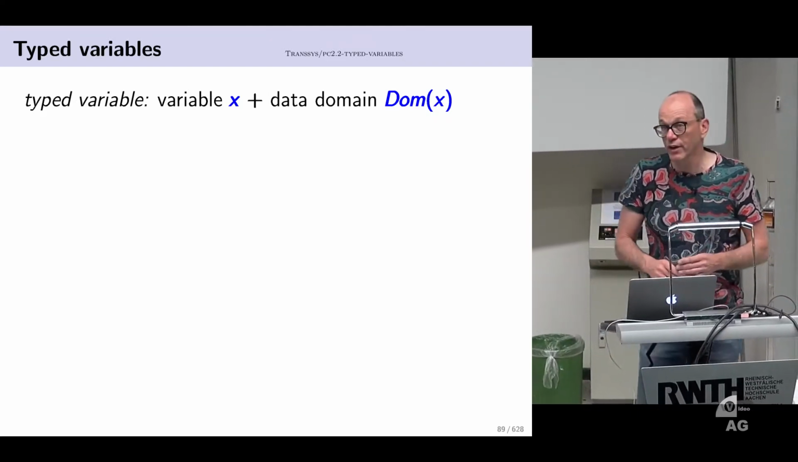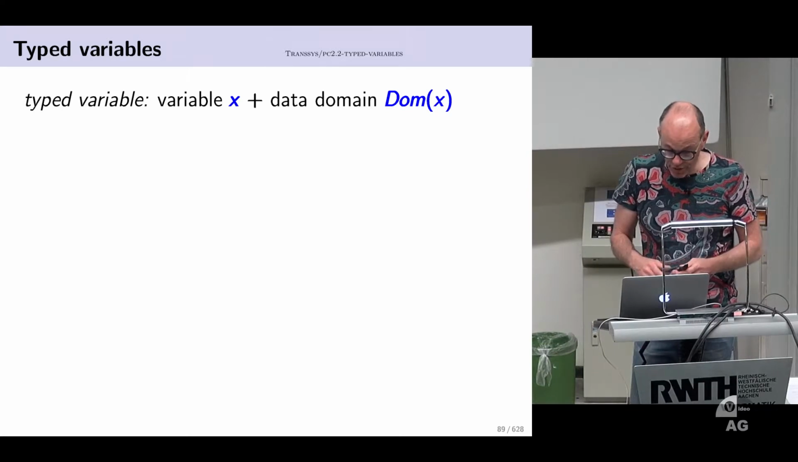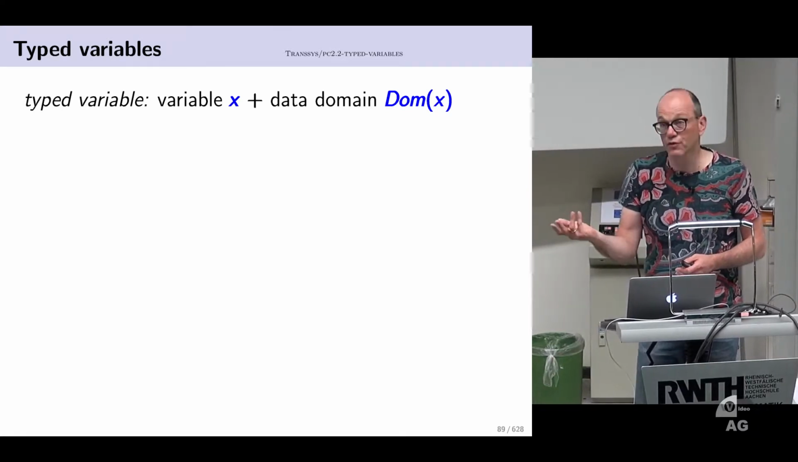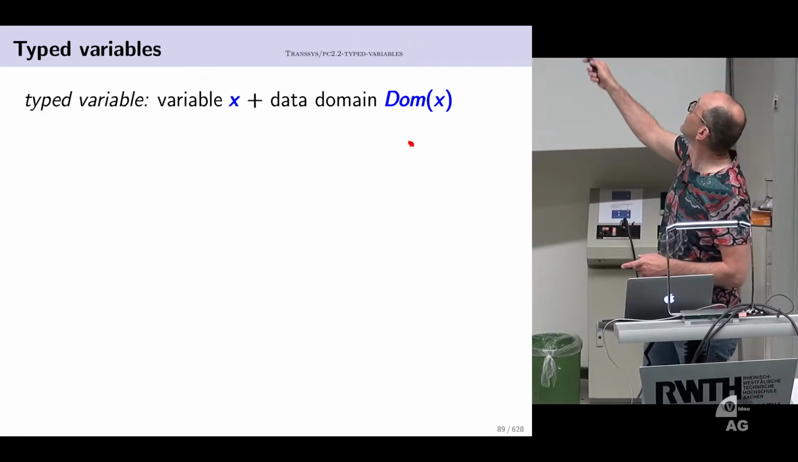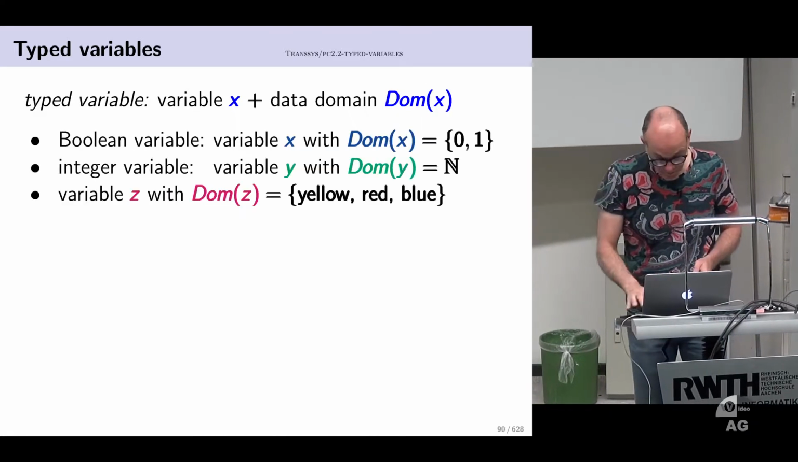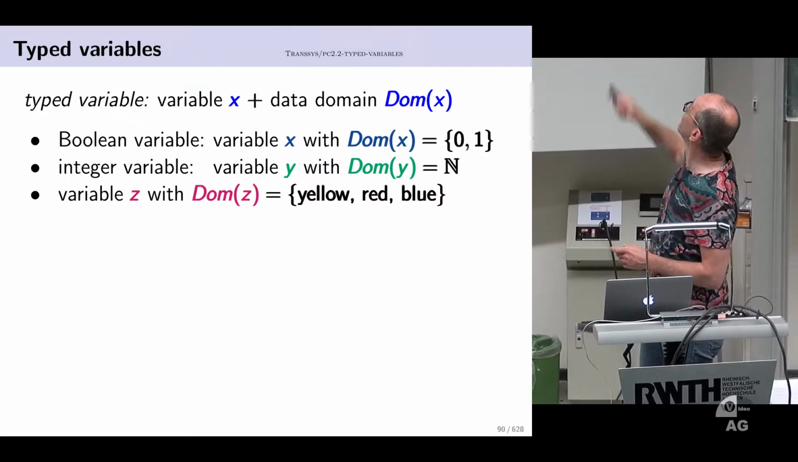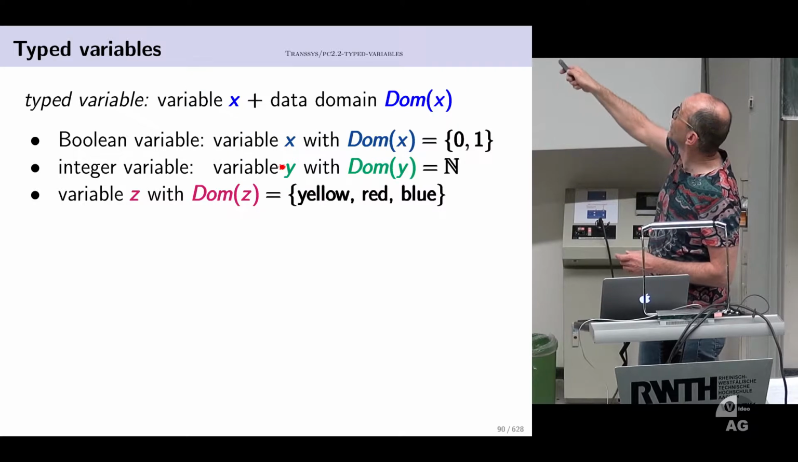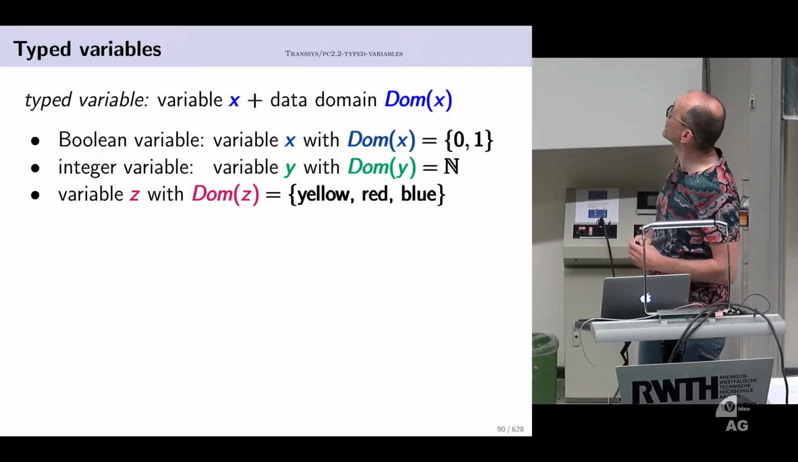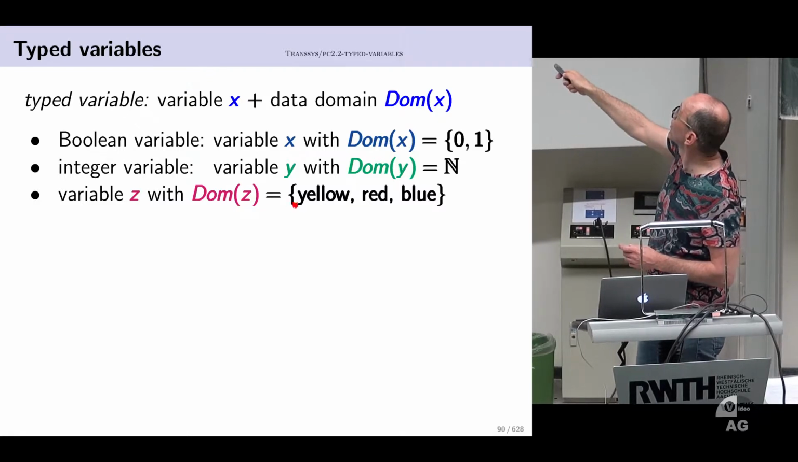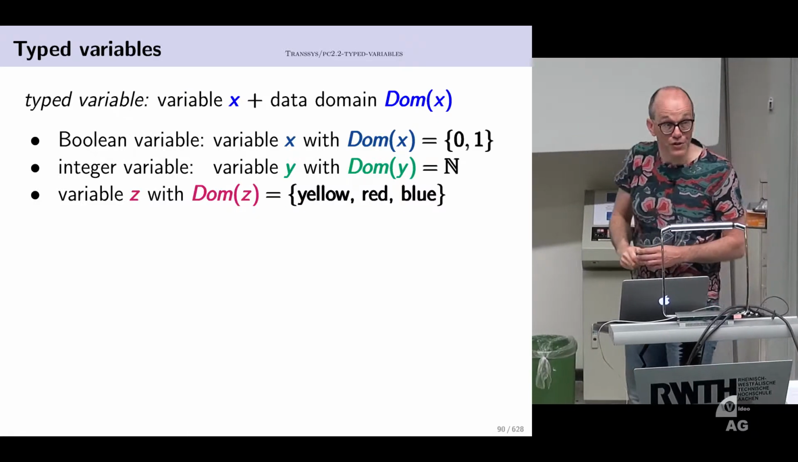So the first thing I'm going to define is typed variables. In my program I have variables, and I'm going to assume that every variable has a type, which means the value of this variable comes from a certain domain, namely the set dom of x. So for Boolean variables, the domain is simply 0, 1. The domain of an integer variable y in my case is the natural numbers. The variable z has colors as its domain, so these could be modeling the colors of my traffic light.